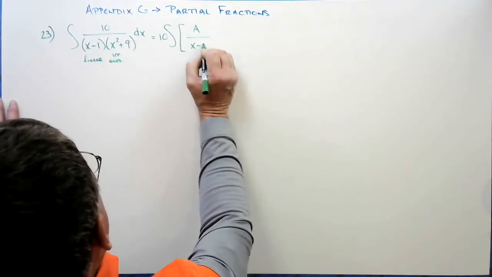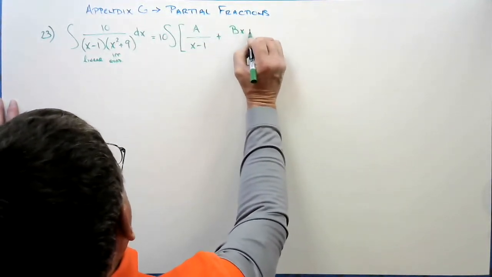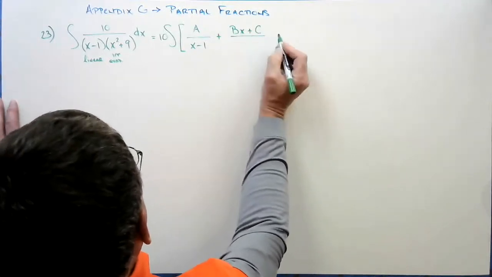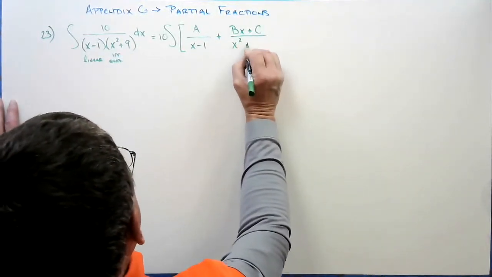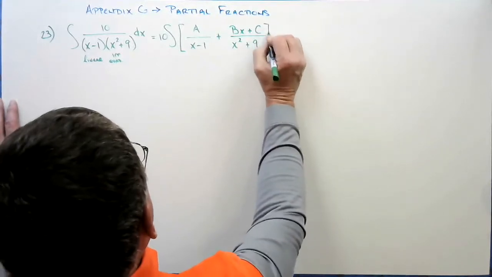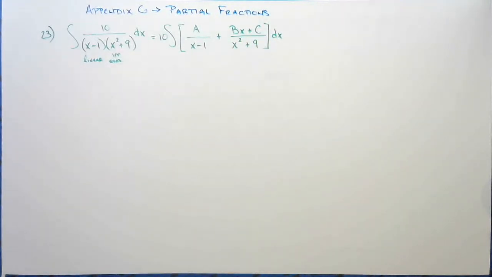That's A over x minus 1 plus, this is going to be Bx plus C, because remember, if this is an irreducible quadratic, then we have to have a linear term in our numerator. So Bx plus C. So this is where we would begin, right? Now, how are we going to get this to work? What are we going to do here, right?